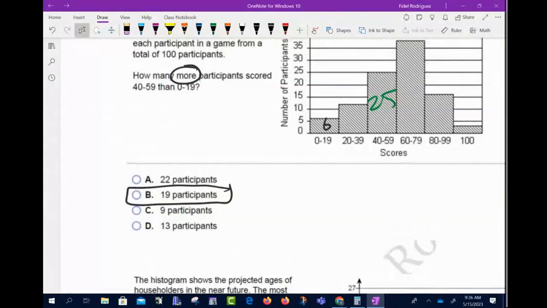Y'all, the main thing I want to mention: for the most part, people are pretty good about reading the bar graphs. You just got to make sure that you're careful with the questions, okay? So when it says how many more, remember what that means? That means I got to subtract, right? The bigger number minus the smaller number.